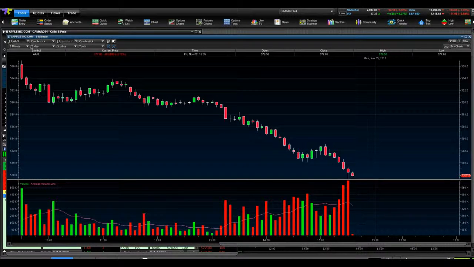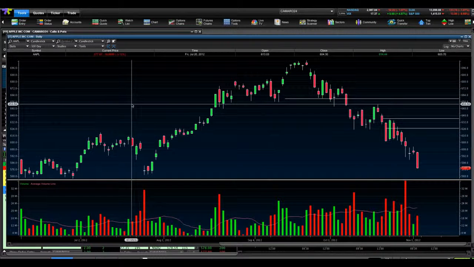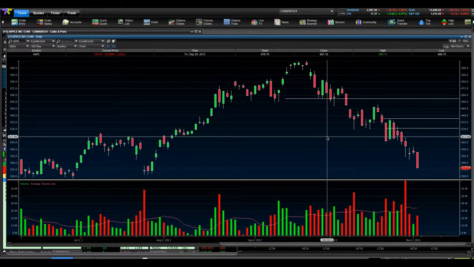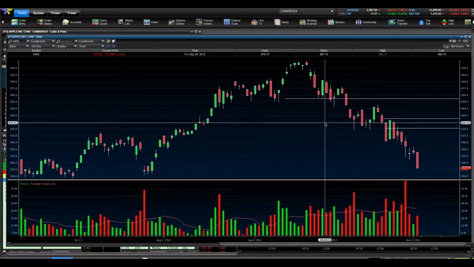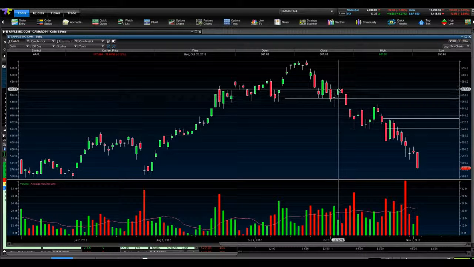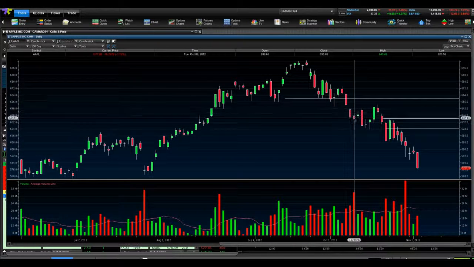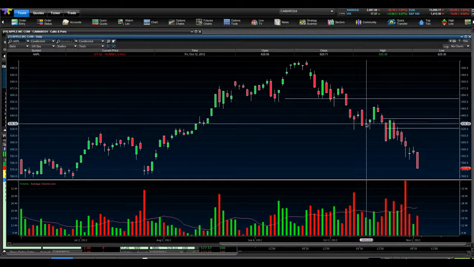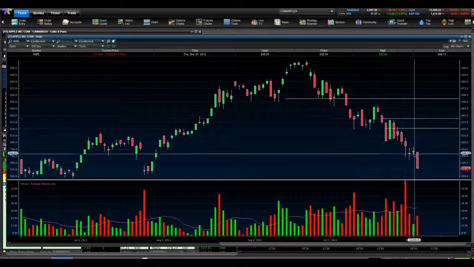Let's go take a look at a daily. See, like on Apple on the daily, we've had a couple of these doji candles. We had one here that signaled a bounce. We had a bottoming tail right here that signaled another bounce. We had another doji that signaled a bounce. Had another one here that signaled a bounce.